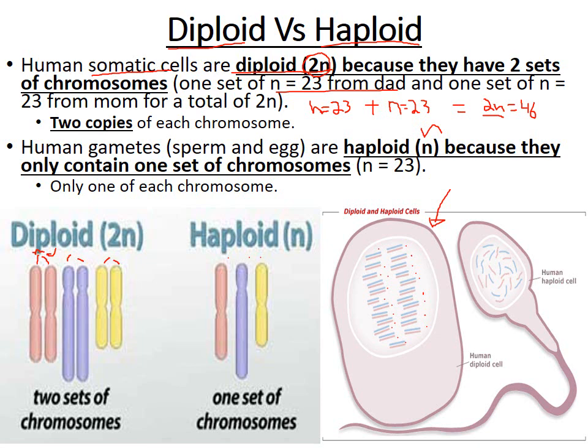So diploid, two sets; haploid, one set. If I was an organism that had 14 chromosomes and I was diploid, I'd say 2N is equal to 14. In my gametes, I'd have N is equal to 7. This would be diploid, this would be haploid.